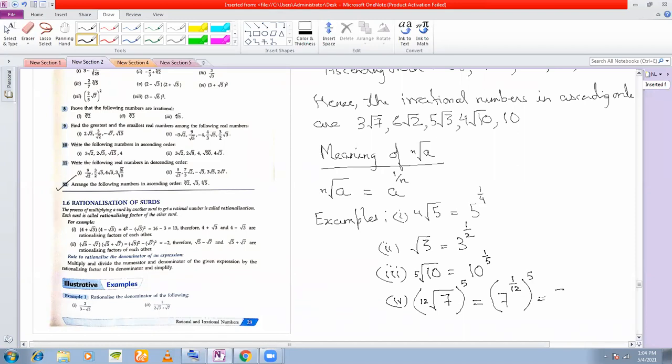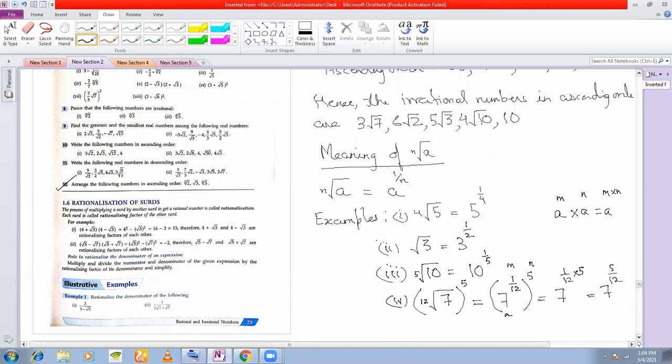Now, by the laws of indices, you know that a to the power of m raised to the power of n is equal to a to the power of m into n, isn't it? So therefore, this is your a, this is your m, this is your n. So this is 1 by 12 into 5. This is 7 to the power of 5 by 12.